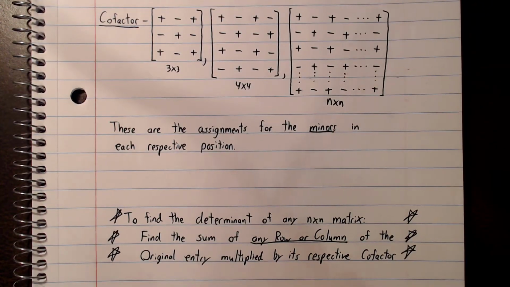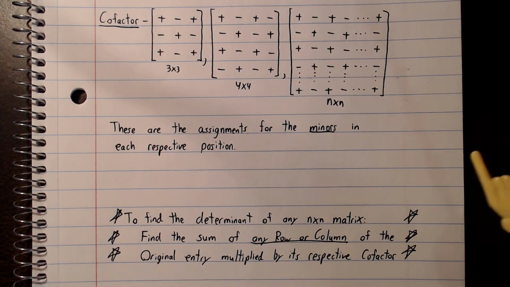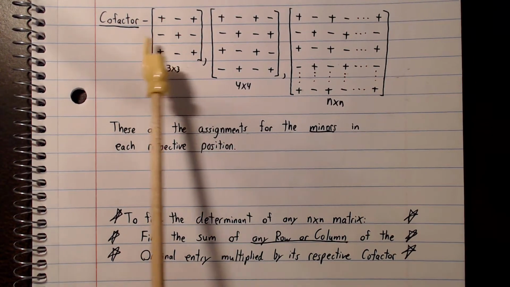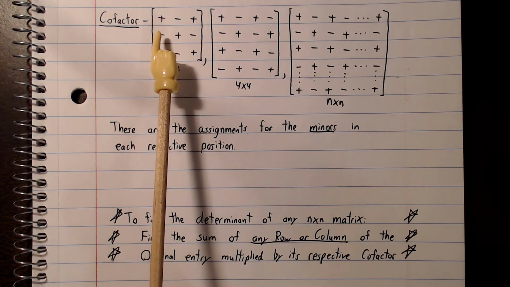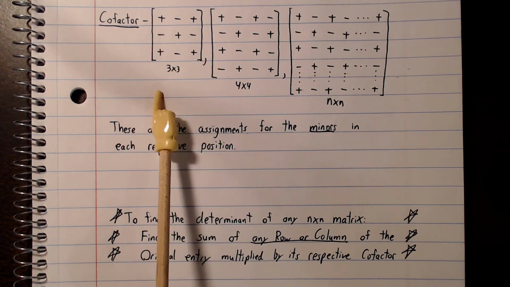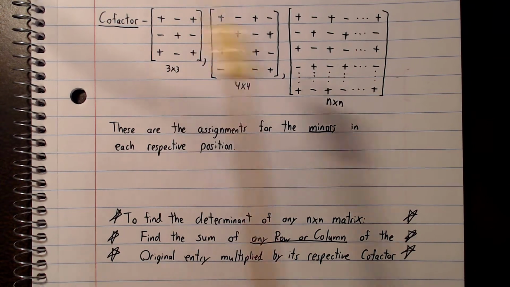Cofactor, it's just a big pattern, basically over and over. These are all square matrices, which is what we would be finding a determinant for. And you notice that it always starts in the top corner as positive, and then it goes minus, plus, right? And it goes out, minus, plus. It's kind of checkerboard patterned here, right?